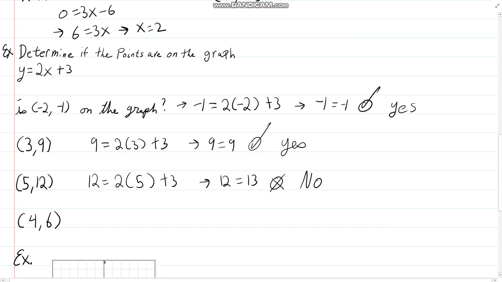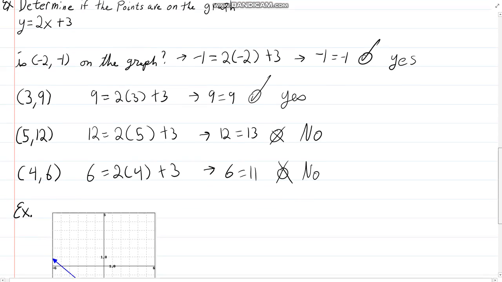All right. Well, let's plug in (4, 6) and see what happens. So 6 is for y. 2 times 4 plus 3. 2 times 4 is 8, and 8 plus 3 is 11. So that is not true. No, that's not true. 6 does not equal 11.